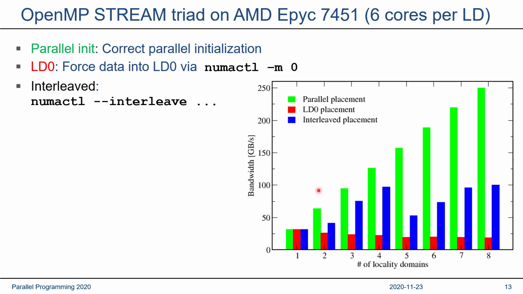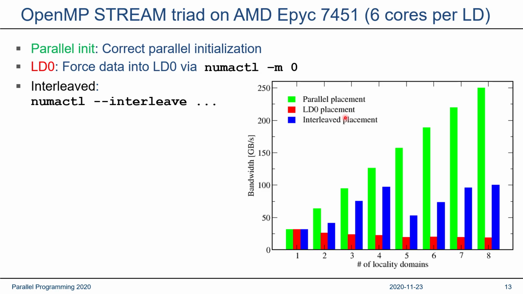And we see that as we increase the number of locality domains, the performance rises linearly up to 8 domains. So this system is scalable from a NUMA access point of view. The hardware can do it.